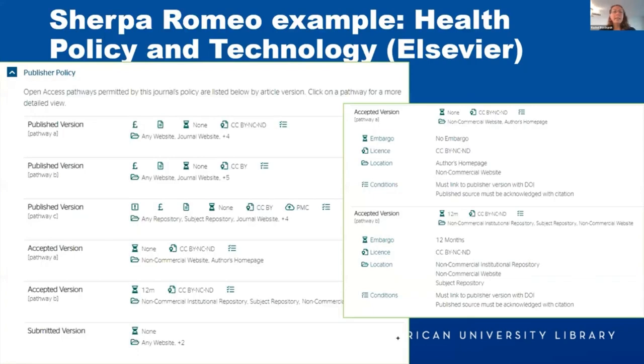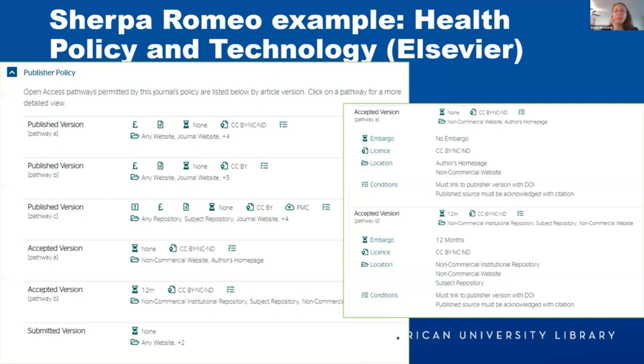So this is an example of what you would see in Romeo Sherpa if you looked up a journal. So in this case, what did I look up? Sorry, the Zoom. Health Policy and Technology is the name of the journal. So on the left-hand side, you can see there's 6 different options for how you can share your materials. And you can see we've got submitted, accepted, and published. So those three versions we talked about earlier.